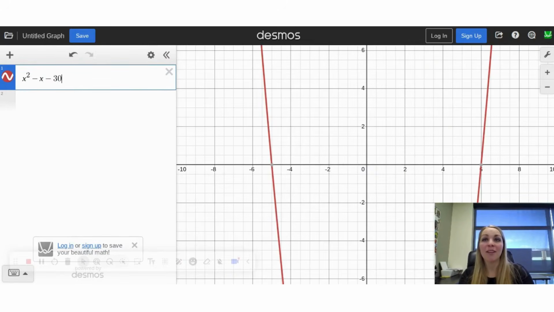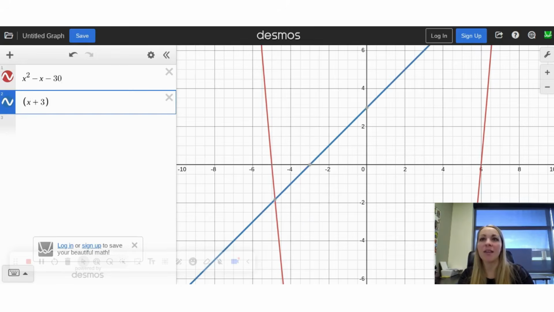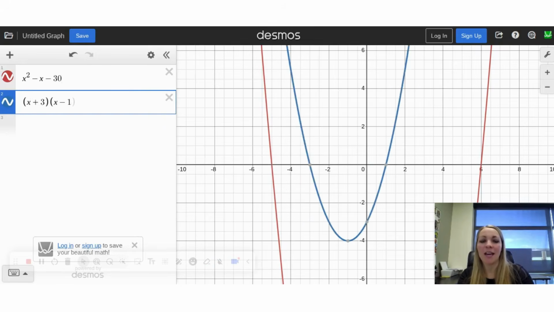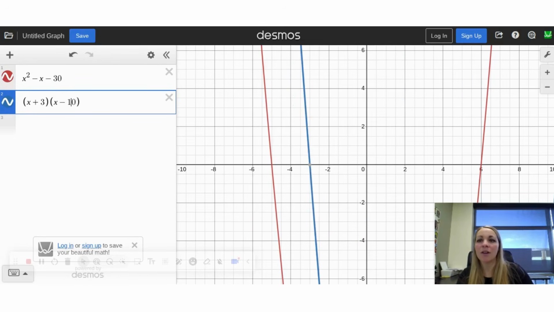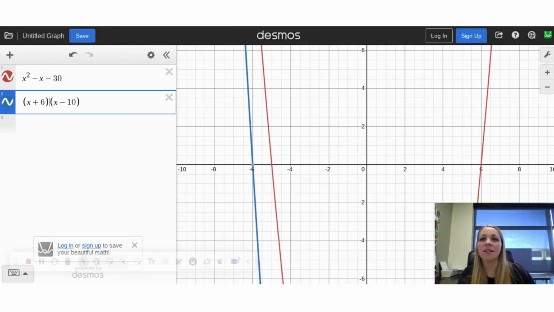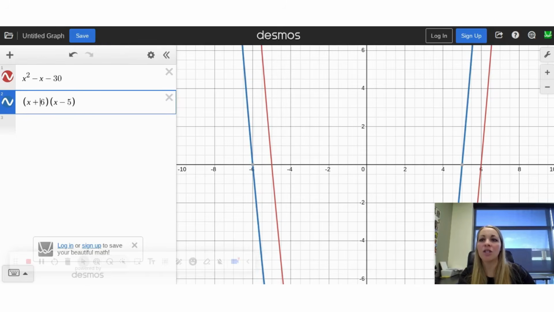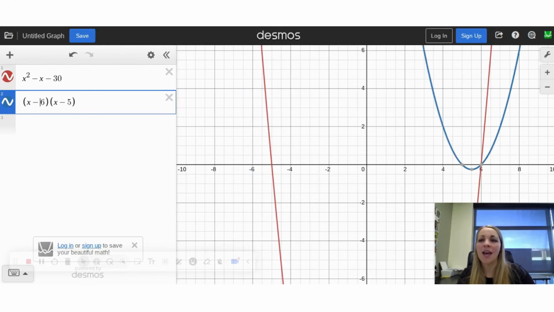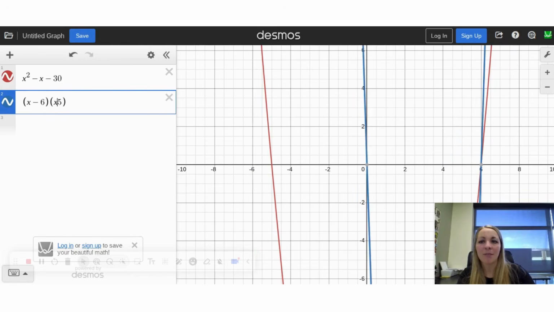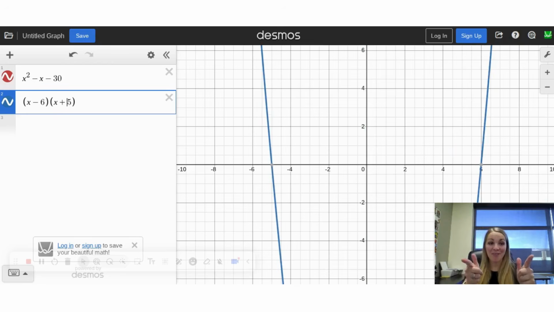And all we're going to do is type in the other answers to see which ones fall right on top of this graph. So we have x plus 3, x minus 10. That didn't work, so let's change it to option B, x plus 6, x minus 5. Didn't work. Let's change it to option C, x minus 6 times x plus 5. That one matches. Thank you, Desmos. The answer choice for this one is C.